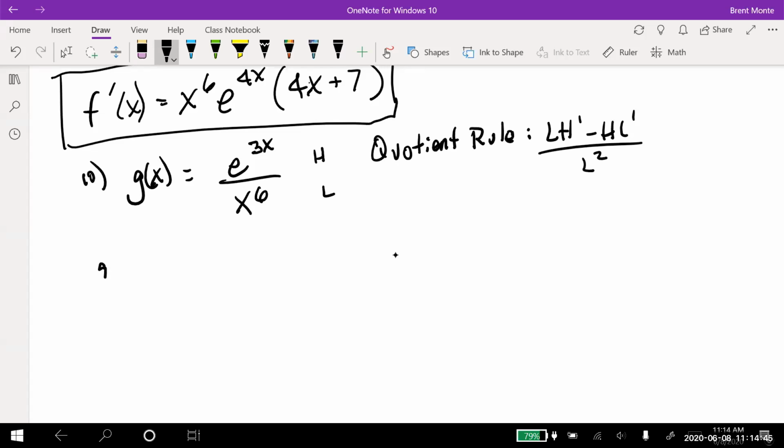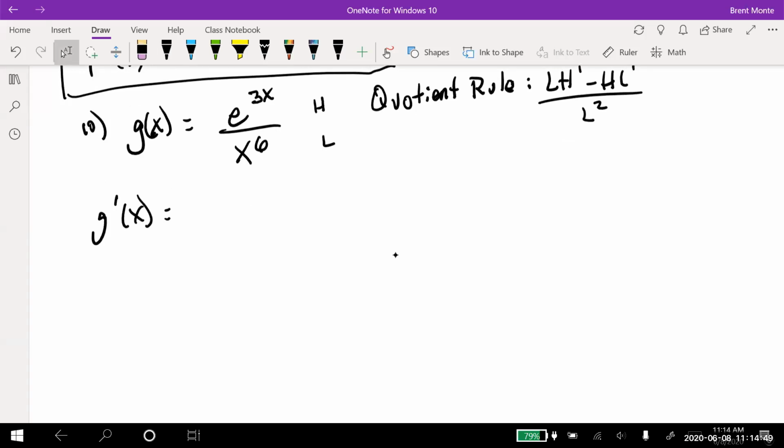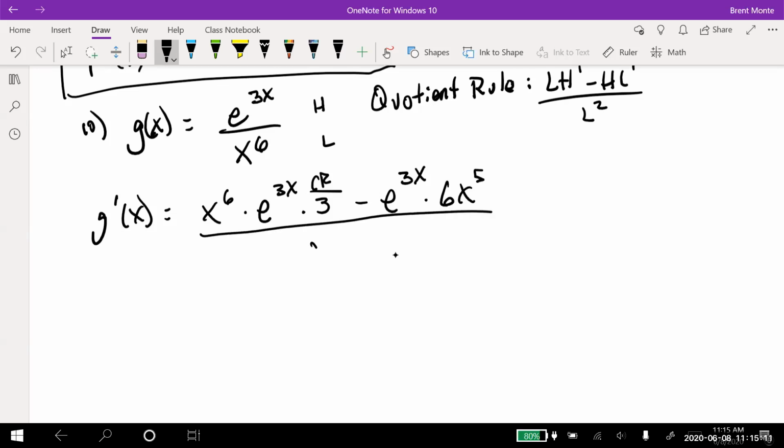So g prime of x, let's go in steps. Low d high, e to the 3x times 3 from the chain rule, minus high, e to the 3x, no chain rule now because I'm not taking the derivative, it's just a high, but then times the derivative of the low, 6x to the 5th. All over the bottom, squared.